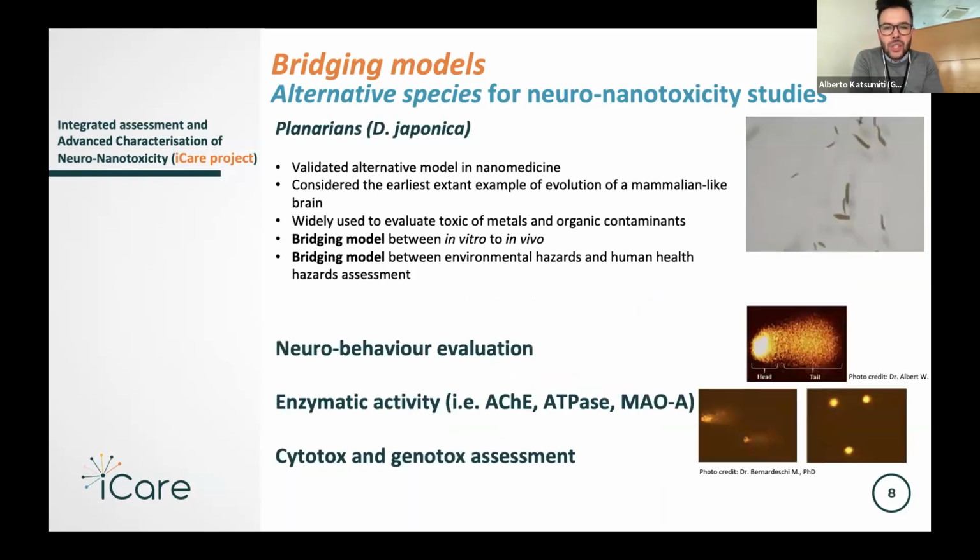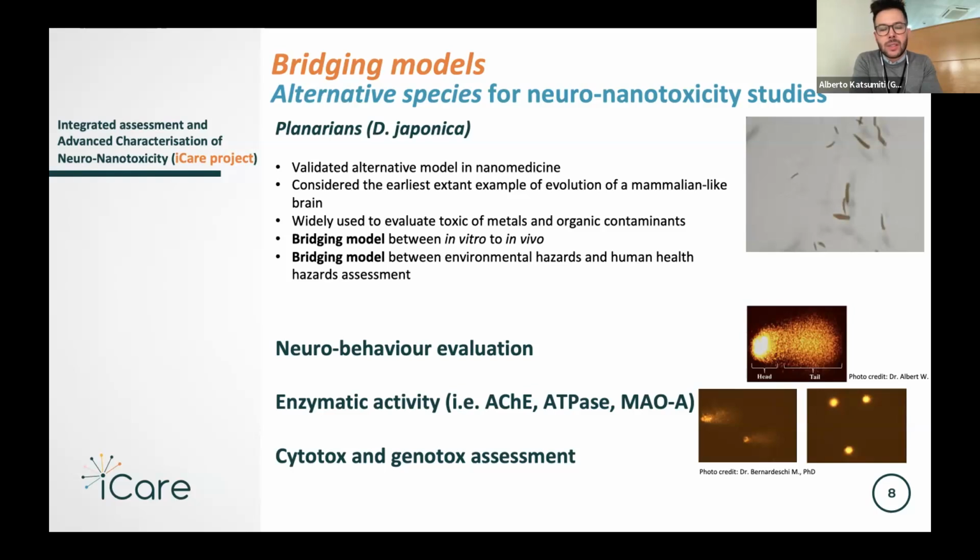Well, the second bridging model that we're exploring here is planarians. These animals are being validated as an alternative in nanomedicine. We know that planarians have been used, especially in tissue regeneration experiments, so they have been widely used for this kind of research. They are also considered the earliest extant example of the evolution of a mammalian-like brain. They are also widely used to evaluate the toxicity of metals and also organic contaminants.